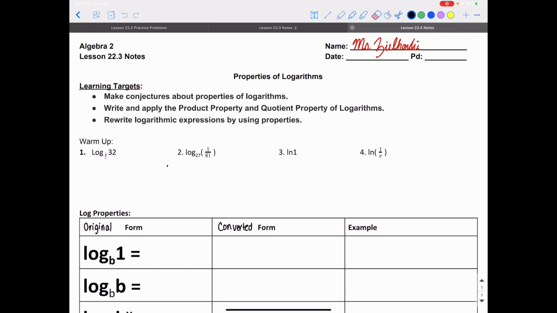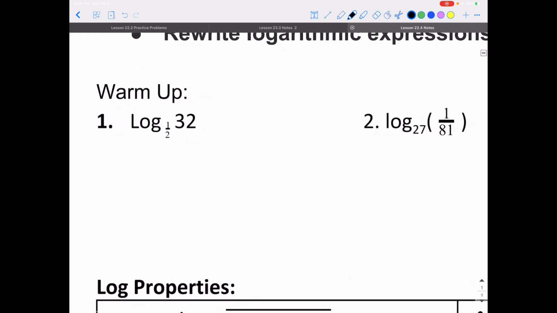Before we start, we're going to do a warm-up of just reminding ourselves how logarithms work. Logarithms are exponents. They represent exponents. I want to know, for number one, what exponent do I need to raise 1/2 to get 32? So what I could do is set this equal to an exponent, and now it's in logarithmic form. I can convert it to exponential form.